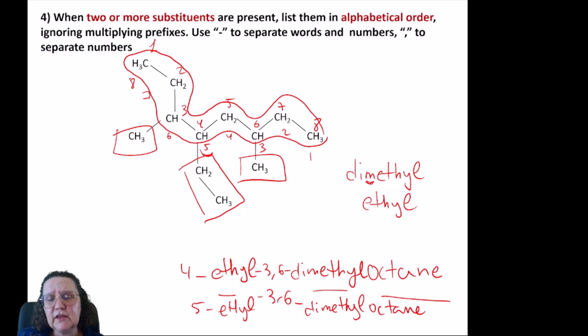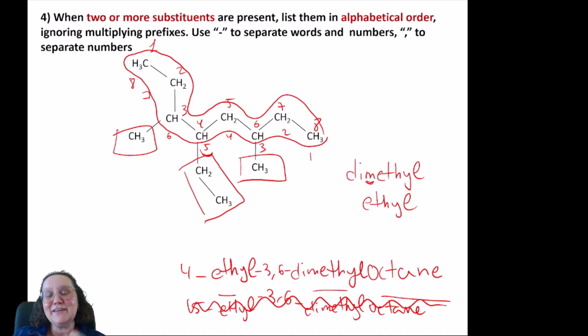So the methyl groups haven't changed, but the ethyl has. It has a higher number, so that would not be the best option. The best option would be to give the compound the lowest possible numbers for all the substituents. So the numbers at the top would be the best ones. So 4-ethyl-3,6-dimethyloctane, and that would be only one word.